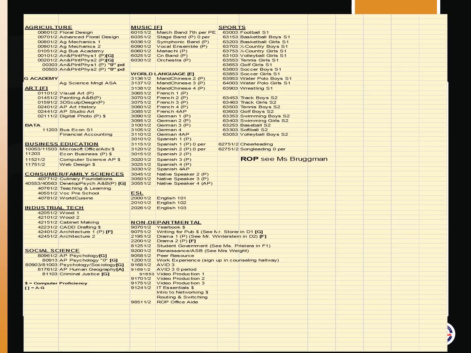Back up to the top on the right, we have a list of all of our sports classes that are offered during both semesters, in addition to cheerleading and song leading. And once again, just a reminder to please make sure to get your coach's signature if you will be playing a sport next year. And finally, in the big bold letters, is for our own Miss Brugman.